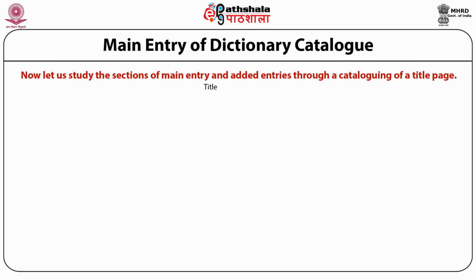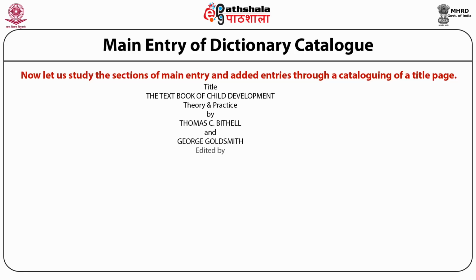The title page includes the following information: The Textbook of Child Development, Theory and Practice. It is the title and subtitle. By Thomas C. Bethel and George Goldsmith. So these are the names of two authors. Edited by James Elliott. It is the name of the collaborator. Third edition. This is the edition statement. London, Prentice Hall Private Limited, 1987.